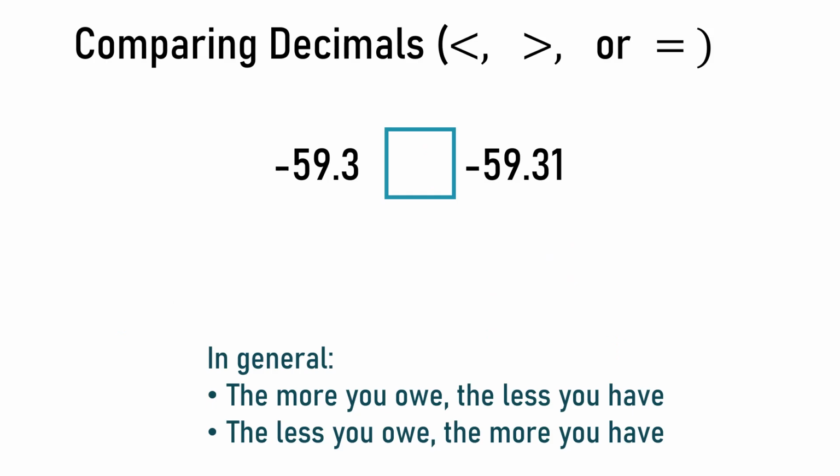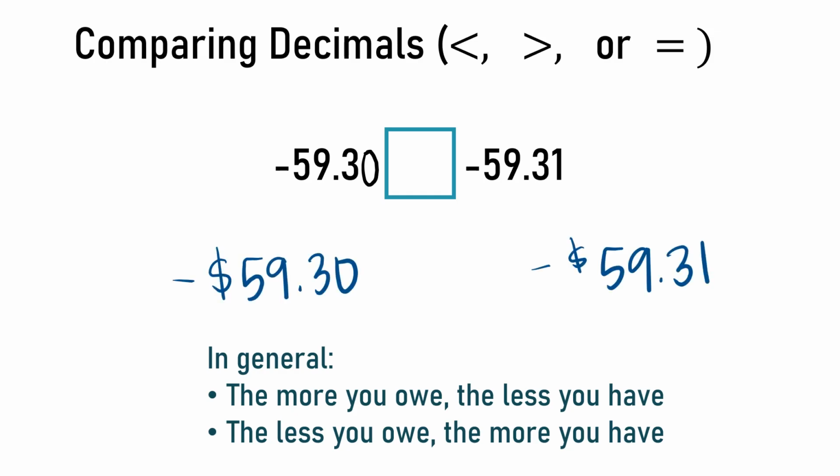You can also compare decimals by thinking about this as an amount of money owed, or an amount that's overdrawn in your bank account. Of course, if you were teaching this to kids, you would probably want to say the amount of money owed. That would probably be more relevant. So we start by filling that in with a 0. One person owes $59.30. One person owes $59.31. So the less you owe, the more you have. So that's going to be the greater number. The person that owes less is this person on the left, the person that owes $59.30. So that one is our greater number.